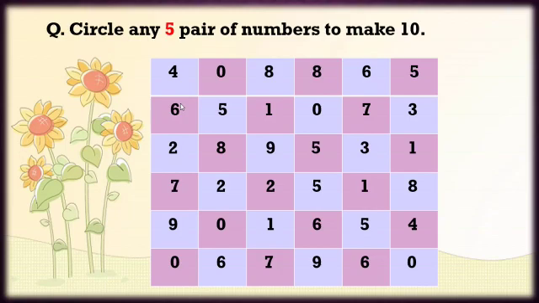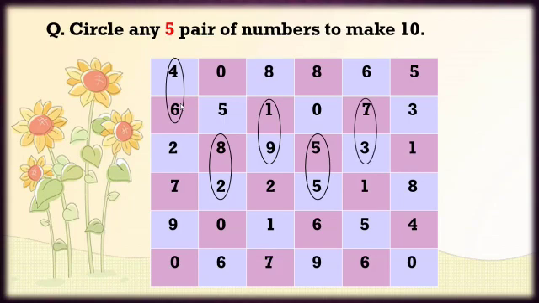Okay, I hope you have done this question. So we will solve it again. First pair was 6 plus 4. 6 plus 4 that makes 10. Our second pair was 8 plus 2 that makes 10. Our third pair was 9 plus 1, that makes 10. Our fourth pair was 5 plus 5, that makes 10. Our fifth pair was 7 plus 3, that makes 10. Very good, dear students. I hope you have solved this question very easily and quickly.